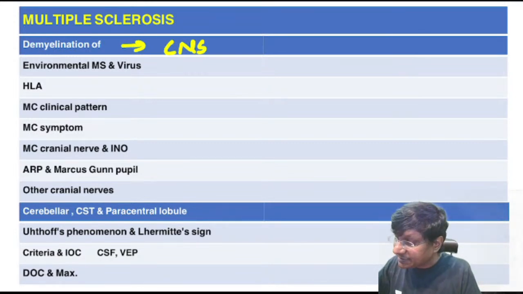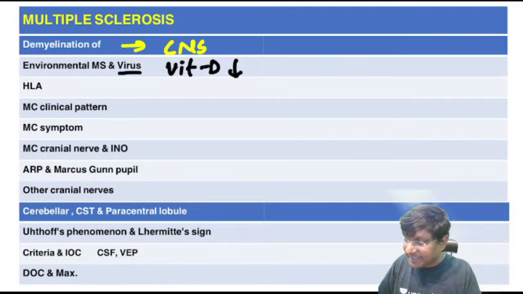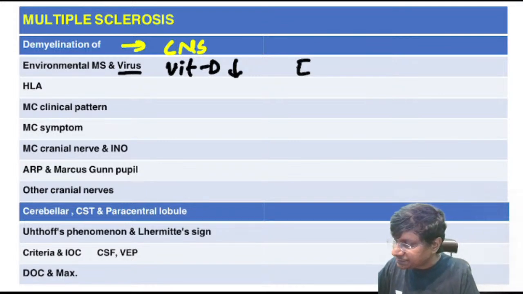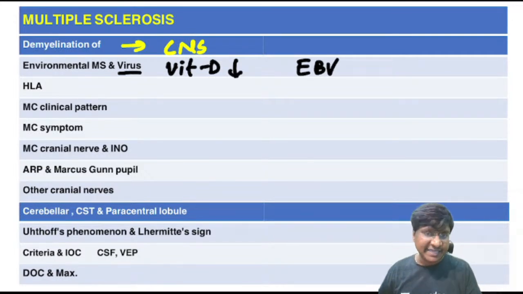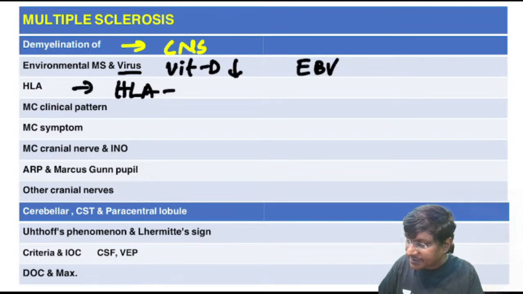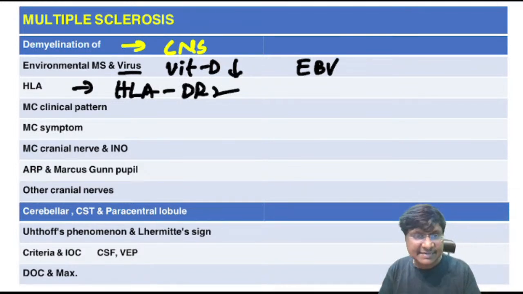Now, what do you understand by environmental factors in multiple sclerosis? That is due to vitamin D deficiency. Then what is the virus that will be responsible for the development of multiple sclerosis? The virus responsible is the Epstein-Barr virus, right? And these patients have an HLA association. The HLA association responsible for multiple sclerosis is HLA-DR2. The HLA-DR2 gene has been demonstrated to be a genetically susceptible area.